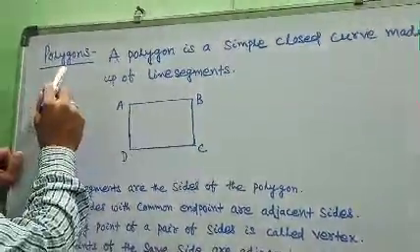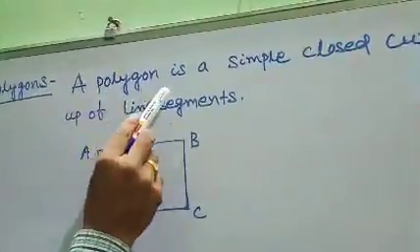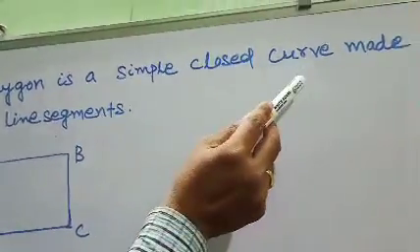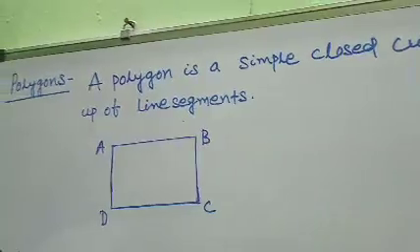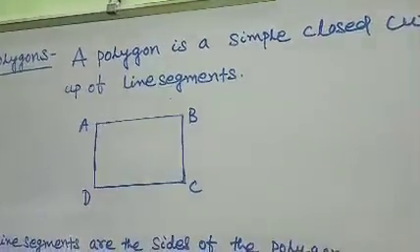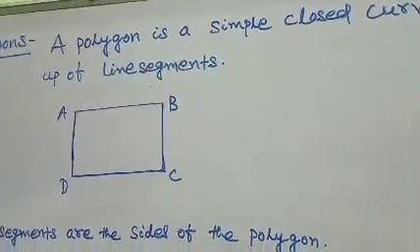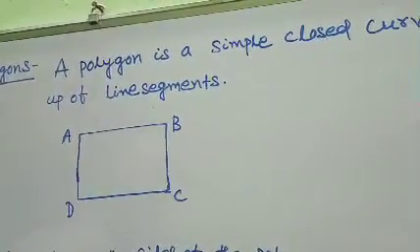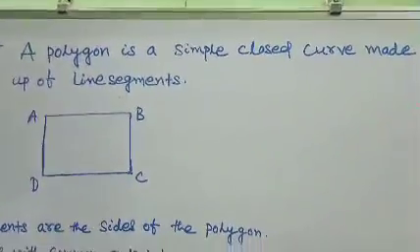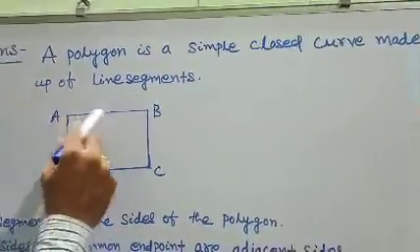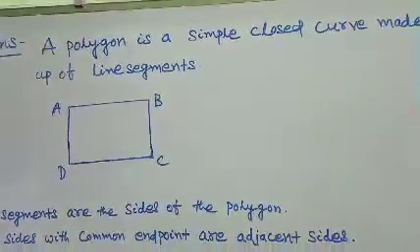This is about polygon. Okay, write the definition first. A polygon is a simple closed curve made up of line segments. Okay, in a polygon we cannot draw its side by curved lines. It is made up of line segments, and it should be closed from all directions.